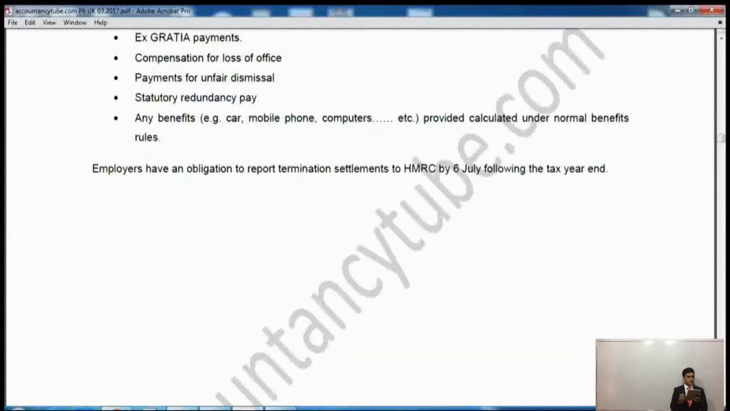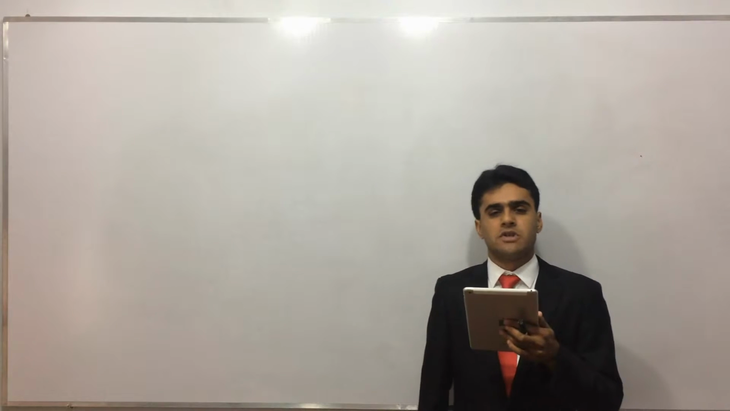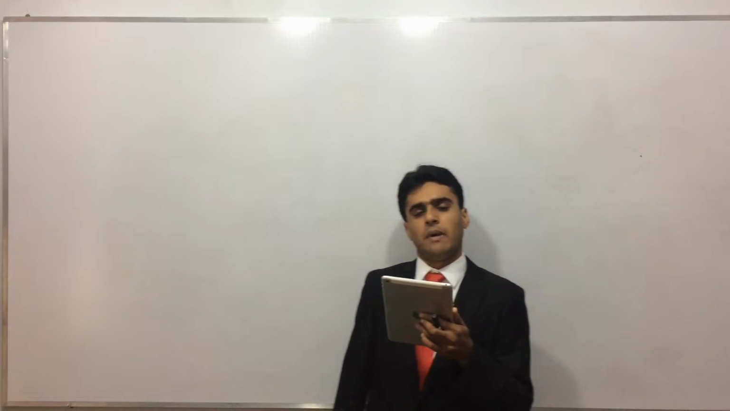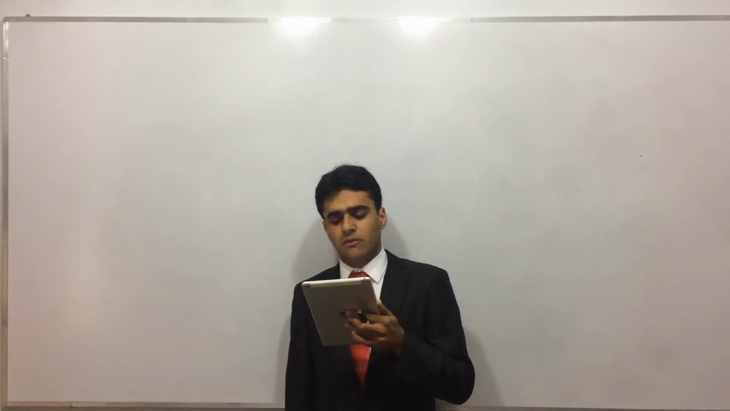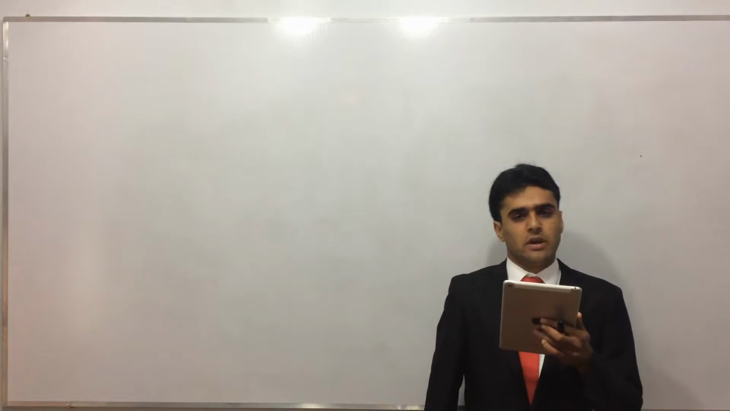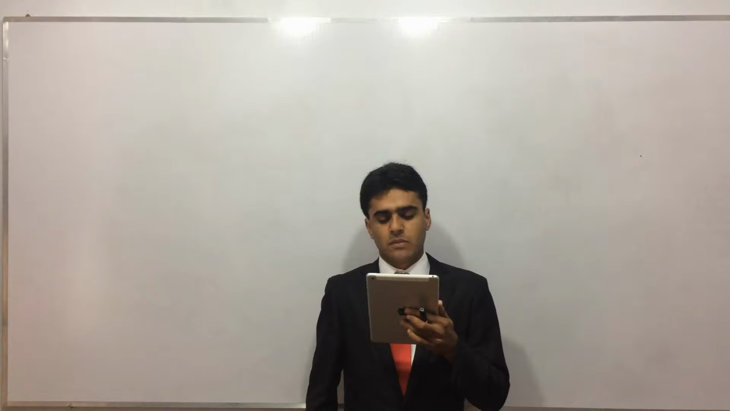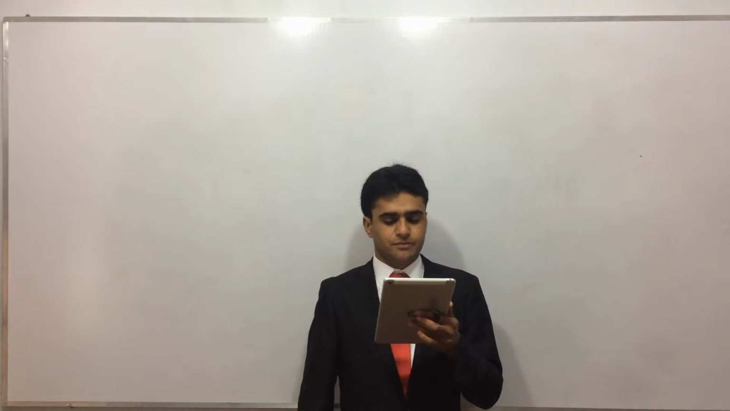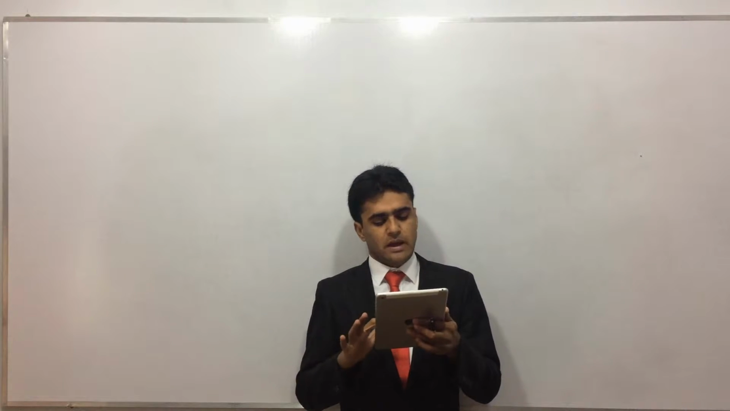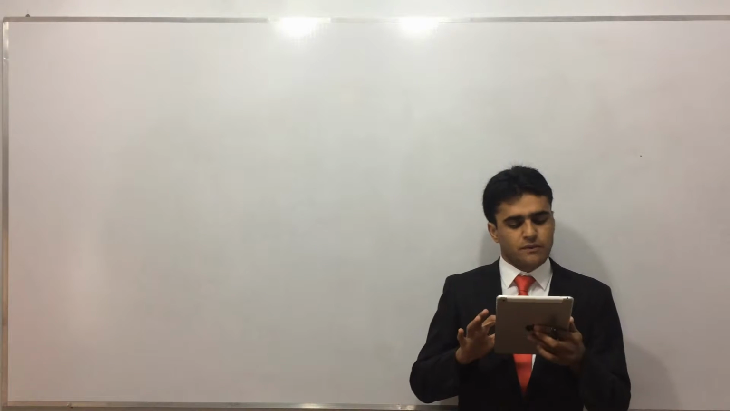Alright. After that it says any benefits, e.g. car, mobile phone, provided, calculated under normal benefits rules, they also will be partially exempt. Employers have an obligation to report termination settlements to HMRC by 6th July following the tax year end. So our tax year concerned will end on 6th of April 2016, so we must inform by 6th July 2016, right? So that was termination payments. That is the end of it.